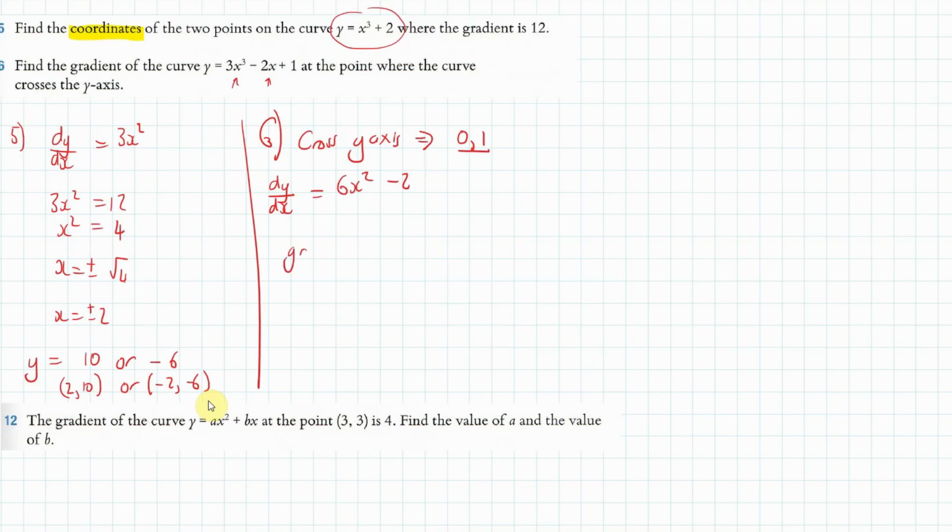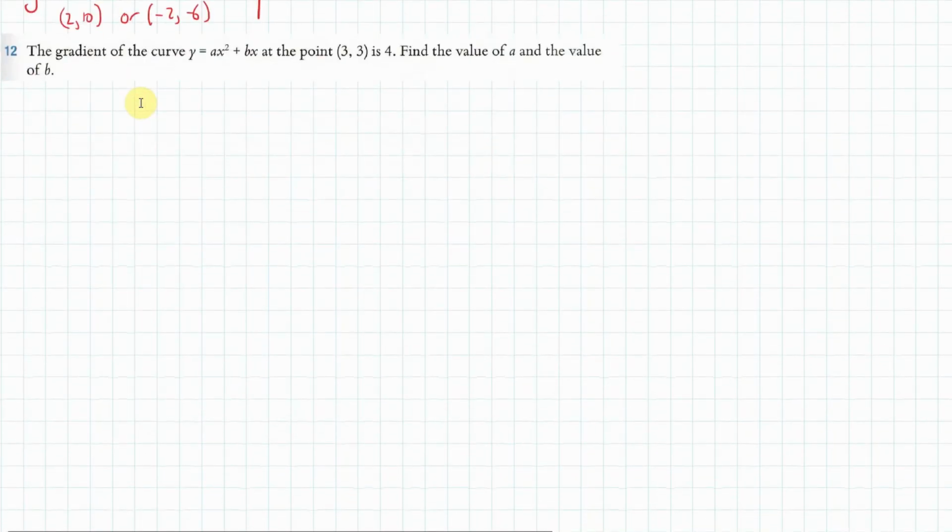Now, all we have to do is find the gradient at that point, and we chuck in the x value. So gradient at 0, 1 equals 6 times 0 squared minus 2. So the gradient should be minus 2 at that point. So with these kinds of ones, you put the x value into your dy dx, so into here for every x. The last question, a little bit more tricky.